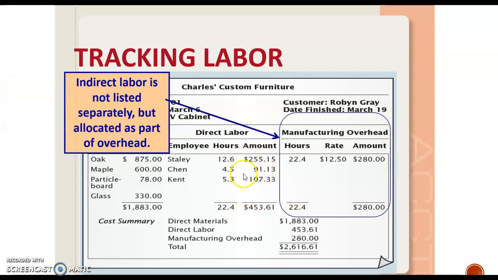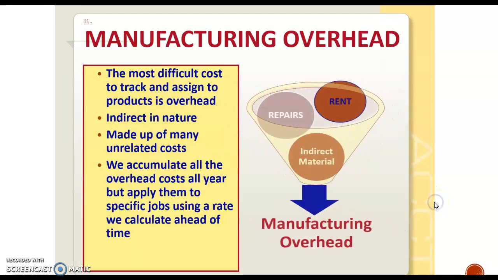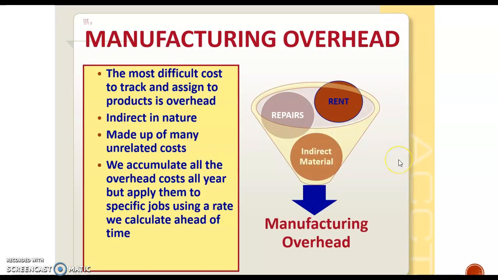Okay, and again, the direct labor is put onto the job cost sheet, but the indirect labor is part of this $12.50 per hour, part of this $280 total. So here shows an example of some of the different things that go into overhead: indirect materials, indirect labor, repairs and maintenance, rent, insurance on the factory building, etc. All these things become part of manufacturing overhead.